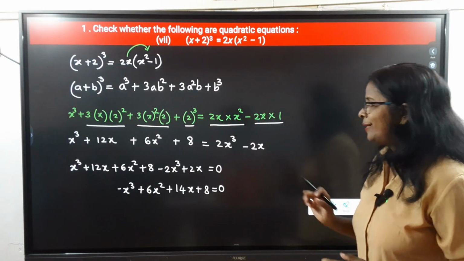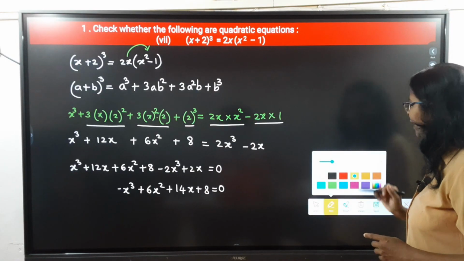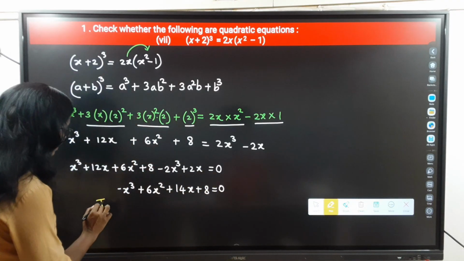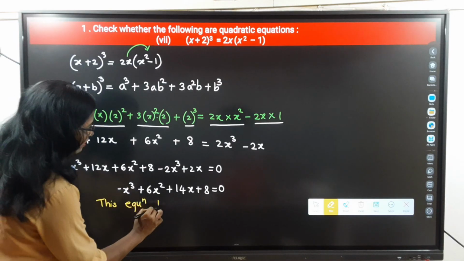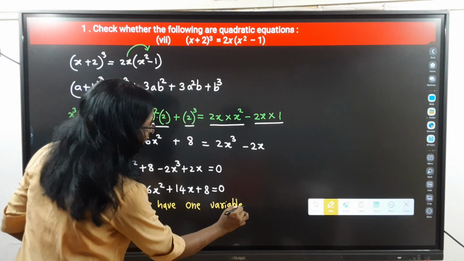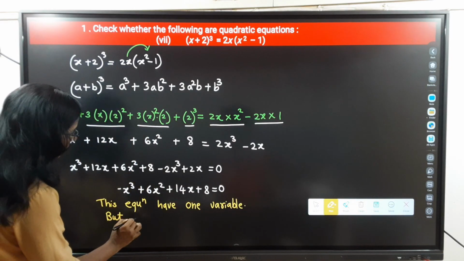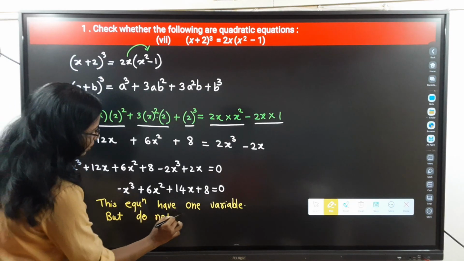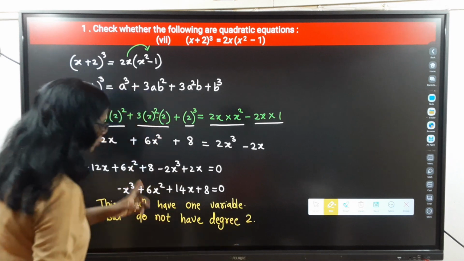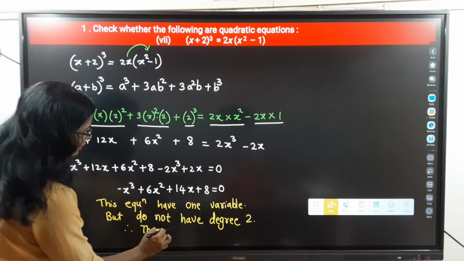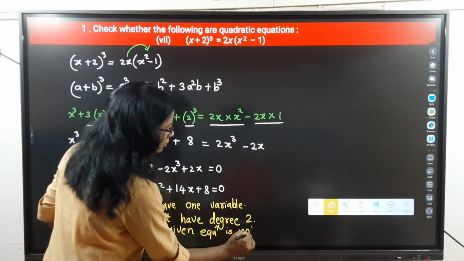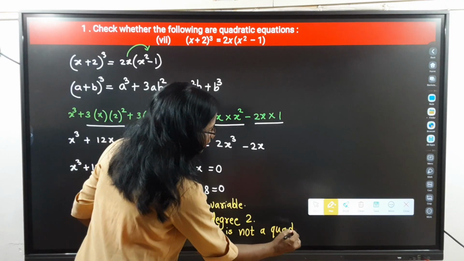Now, students, we observe this carefully and write down the conclusion. Our conclusion will be: this equation has one variable, but does not have degree 2. Therefore the given equation is not a quadratic equation.